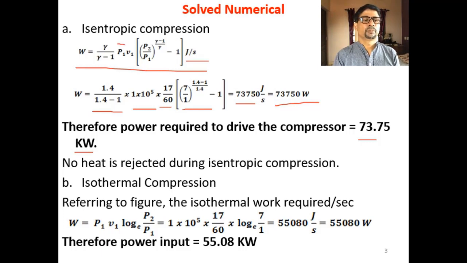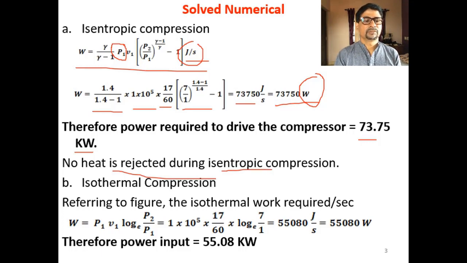Suppose if you substitute P here in kilopascal, then directly it will be kilojoules per second and you will get directly kilowatt. So the unit is very important while substituting in any formula. So this is isentropic compression, so there is no heat rejection during isentropic compression.